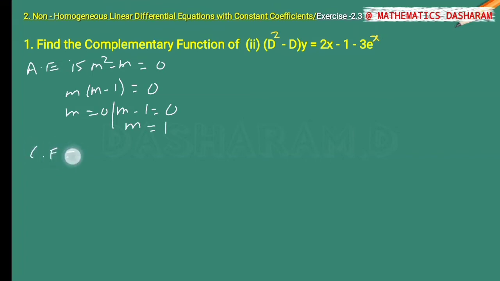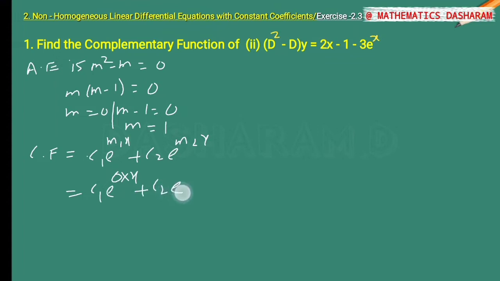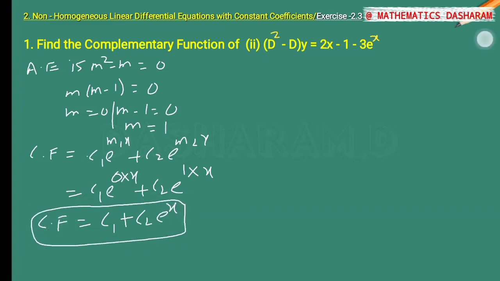Then the complementary function is c1 into e to the power of m1 x plus c2 into e to the power of m2 x. So c1 into e to the power of m1 value 0, and c2 into e to the power of m2 value 1. So e to the power of 0 into x is e to the power of 0, it is 1. So (c1 plus c2) into e to the power of x is the required complementary function.